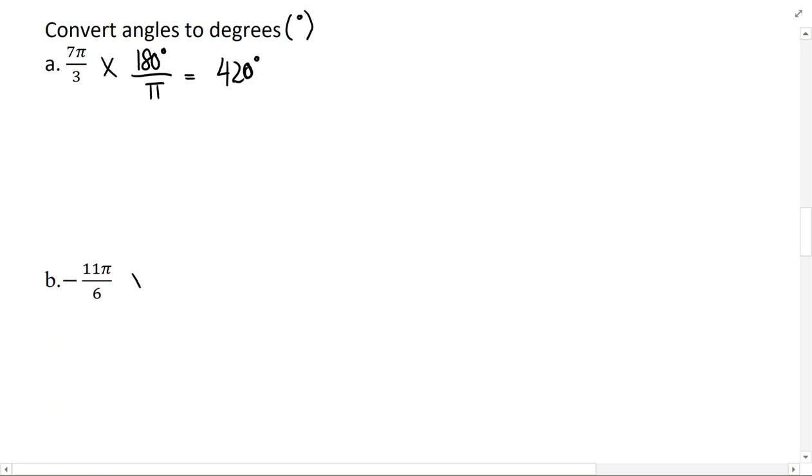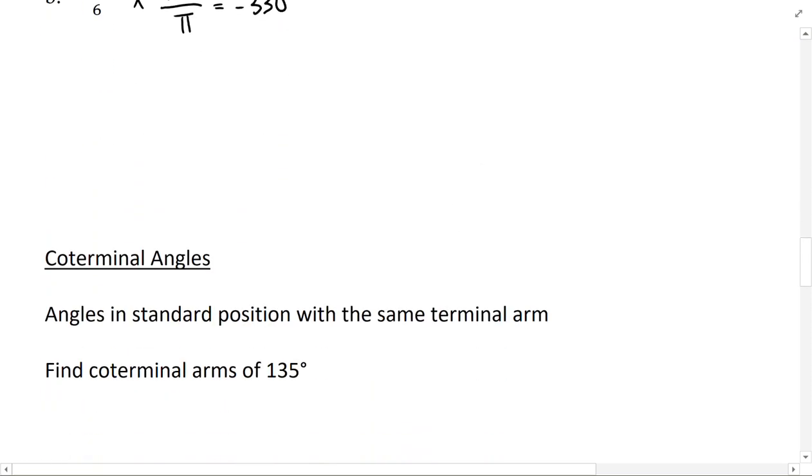And for our next example, again, you'll go with the same thing. From radians to degrees, you'll have 180 on top, pi on the bottom, and that brings you to negative 330 degrees. Okay? All right, next item on the list.